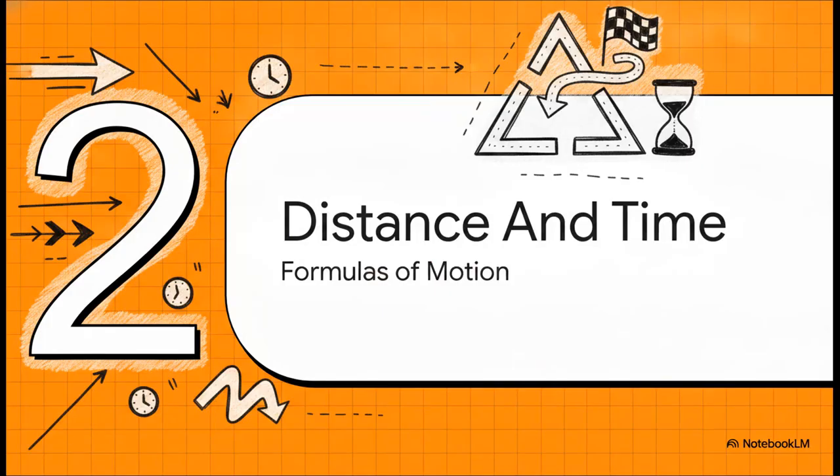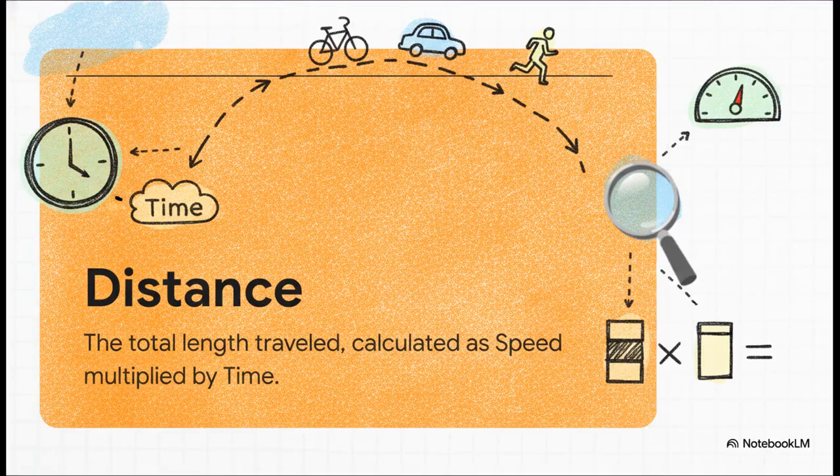Moving right along to part two, calculating distance and time. If you want to know exactly how far you've gone, you just take your speed and multiply it by time. Think about it like this. If you're cruising at a steady 10 kilometers per hour and you keep that pace up for 2 solid hours, you just multiply 10 by 2. Bam, 20 kilometers. The hours unit just neatly cancels out, leaving you purely with distance.